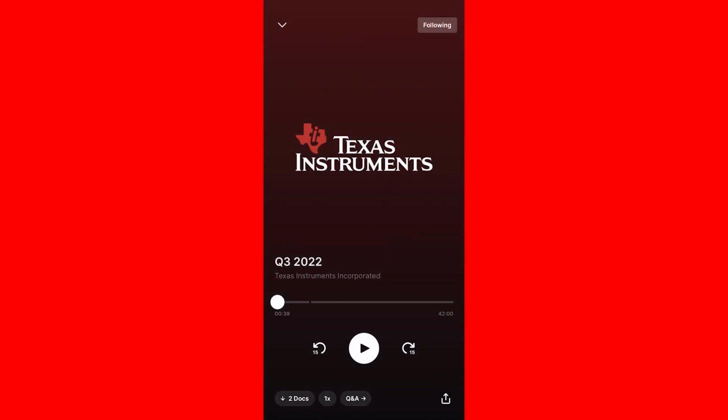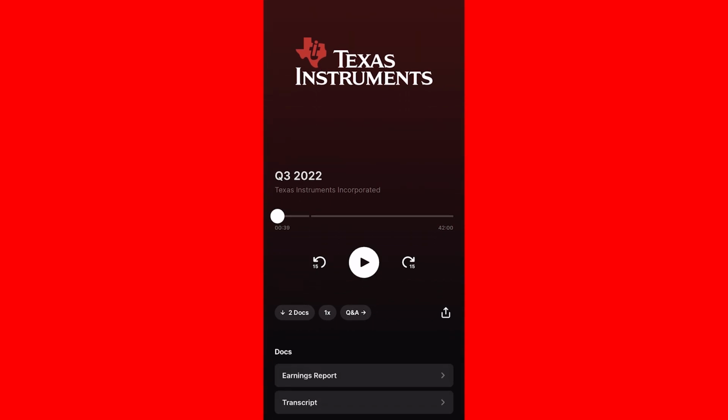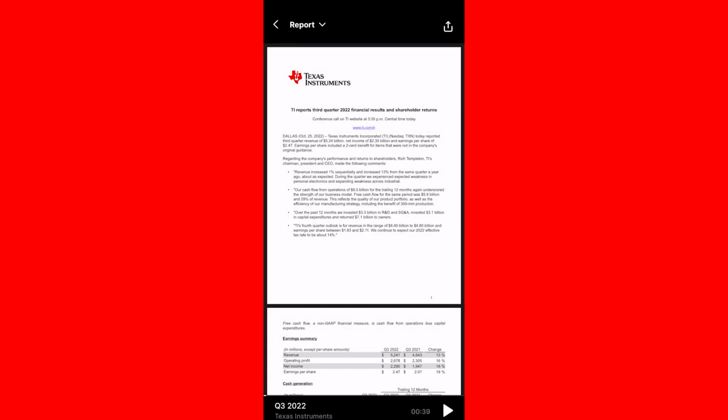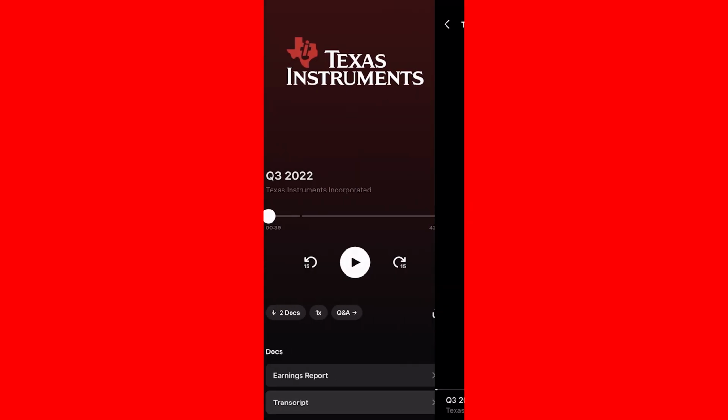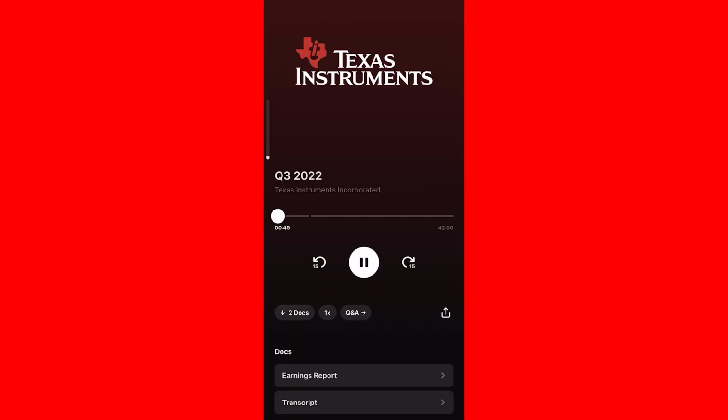I'm going to hit pause there, but you can see it says 2 docs here in the bottom left. And if I pull that up, there's an earnings report. So you can see the actual earnings release by Texas Instruments. And then it also has a transcript of the earnings call. When I hit play, you can actually hear the earnings call.